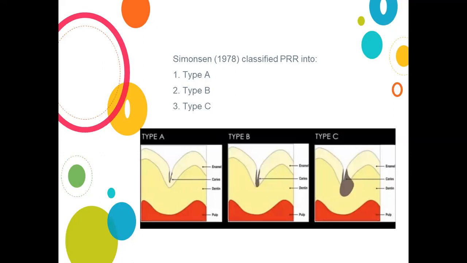Simonson in 1978 classified PRR into 3 types based on the extent and the depth of the caries lesion, and he examined this with the exploratory preparation onto the tooth surface. According to him, the 3 types are type A, type B, and type C. Type A involves suspicious pit and fissures where caries removal is limited to the enamel. Type B, incipient lesion in the dentin that is small and confined. Type C, where there is more extensive dentinal involvement which requires greater exploratory preparation into the dentin.